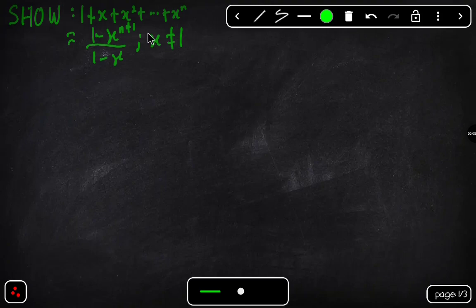So in today's video we have this beautiful problem that we want to solve. We want to show that 1 plus x plus x squared plus dot dot dot plus x raised to the power of n, the sum of this geometric sequence, is equal to 1 minus x raised to the power of n plus 1, over 1 minus x, where x is not equal to 1.